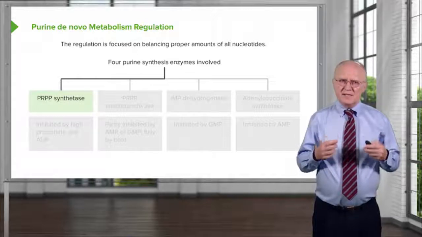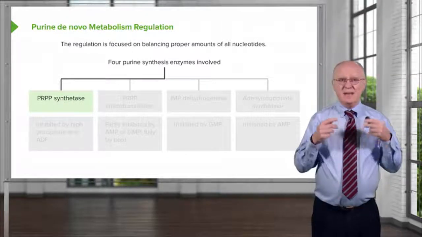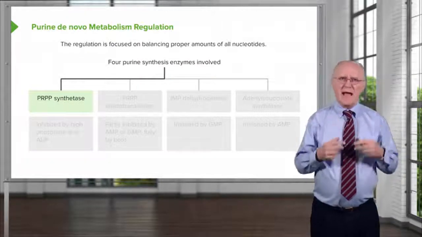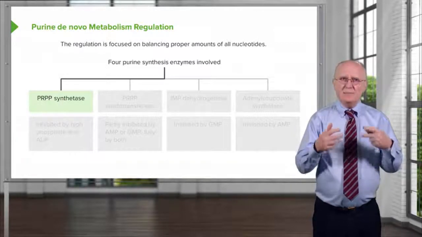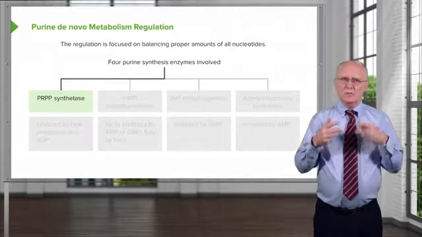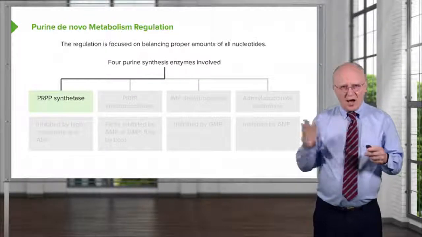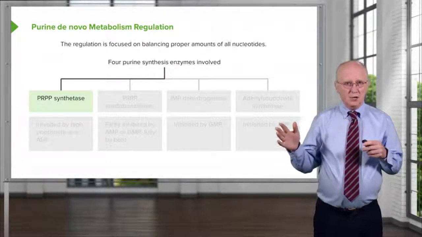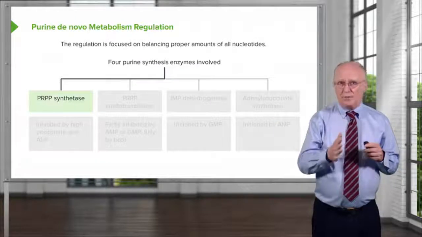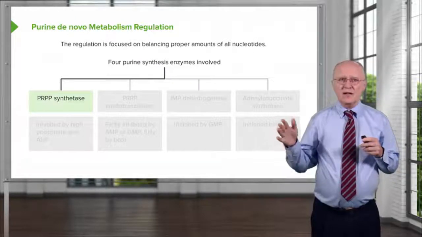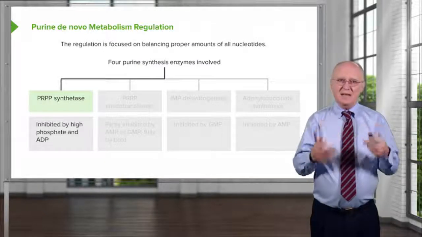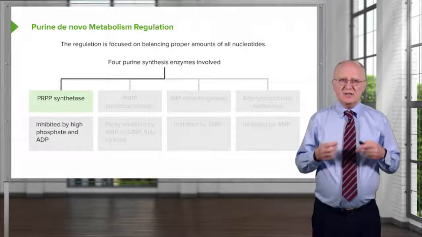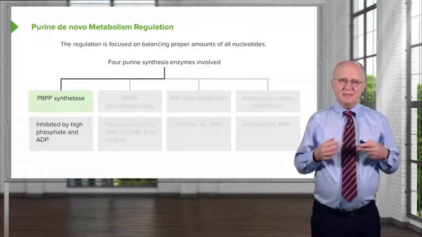The first of those enzymes was PRPP synthetase. That would catalyze the very first reaction. And I said that that reaction, or that enzyme catalyzing that reaction, was really determining whether or not the entire pathway occurred. Because if you stop the first enzyme, none of the other reactions after that will occur. Well, this enzyme is actually inhibited by high concentrations of phosphate and ADP.